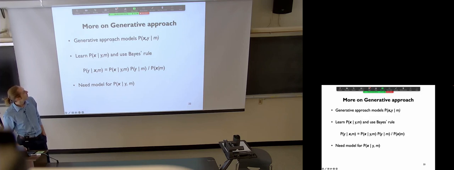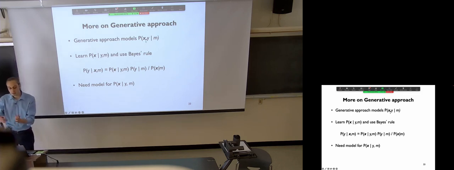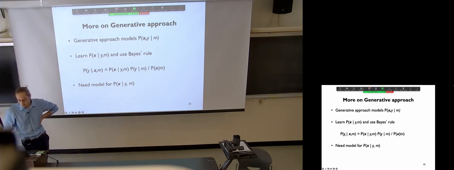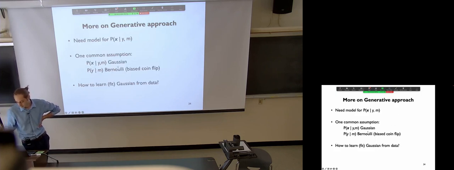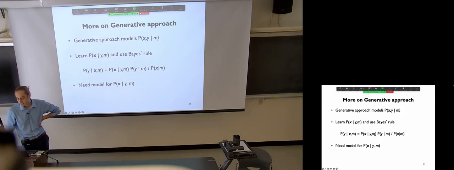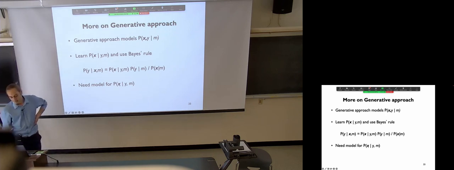So essentially, this is again the generative approach. With the generative approach, we model the joint distribution. But if we want to learn, for example, the posterior over the labels given the X's and the models, we can again apply Bayes' rule. This is the likelihood of X given Y and M, where M is a model, a class of models, times P of Y given M, divided by P of X given M. And of course, again, we need models for something like this. How do we model the likelihood of X given a Y and an M in this particular scenario?